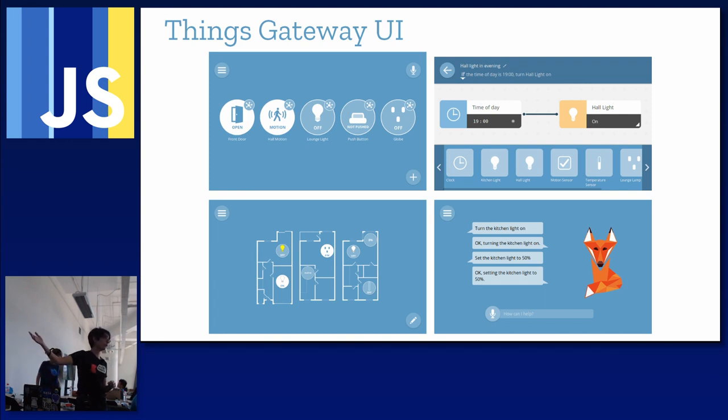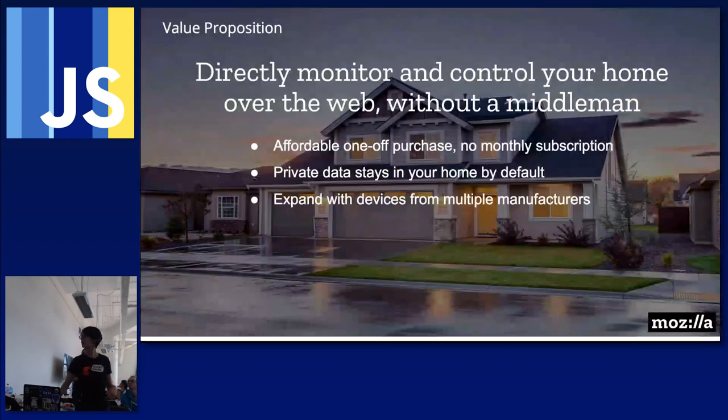There's also an option to upload a floor plan if you have it in your home, so you can see which room has what sensors. You can create rules. So when it's 6 a.m., turn the lights on. When it's 6 p.m., turn the lights off. And this little fox is an experiment so far. It's a voice command. So you can either type, turn the lights off, or you can tell him to turn the lights off, and it will respond.